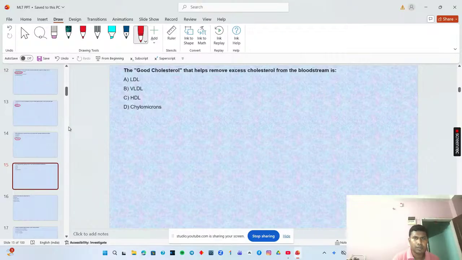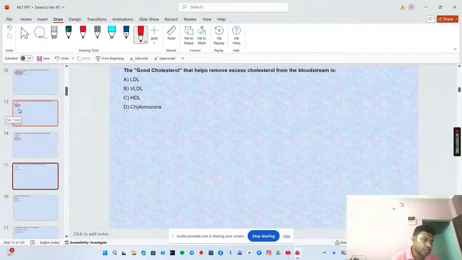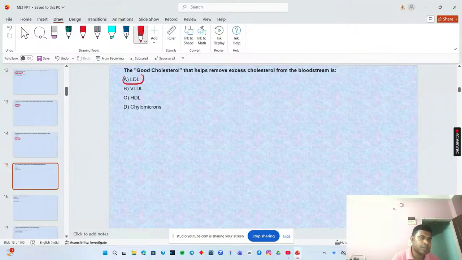Good cholesterol. What does the good cholesterol help us with? The good cholesterol helps us to remove the low density lipoprotein, that is LDL. The good cholesterol, meaning HDL, helps us to remove the LDL, that is low density lipoprotein.